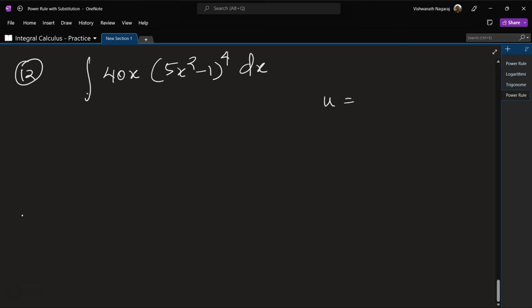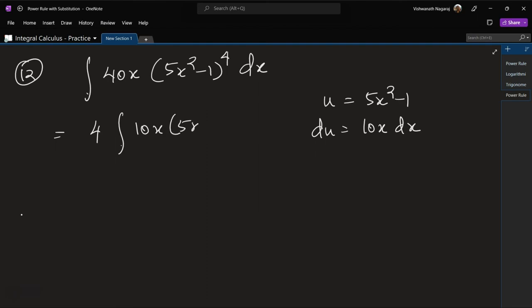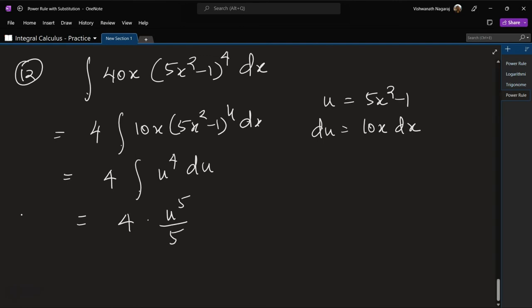Okay, u is equal to 5x square minus 1. So du is equal to 10x dx. Let's factor out so that only 10x is left. We get 4 times 10x times (5x square minus 1) to the power of 4 dx, which becomes integral of u to the power of 4 du. 4 times u to the power of 5 by 5, which gives us 4 by 5, (5x square minus 1) to the power of 5, plus c.